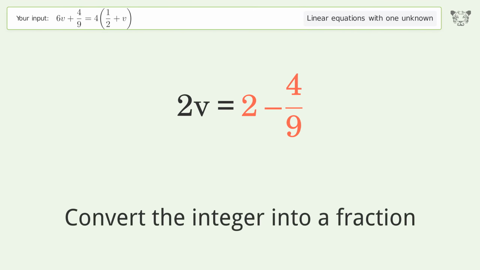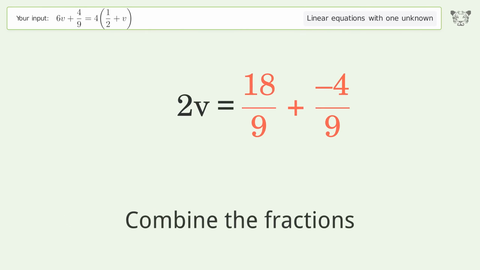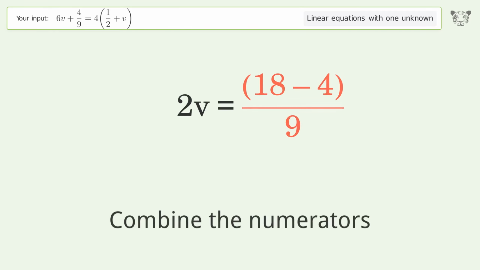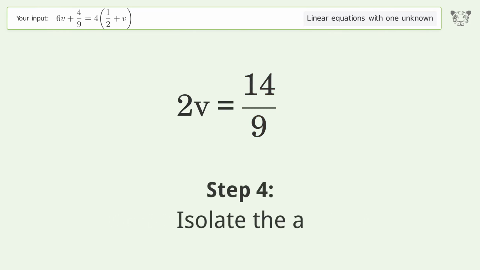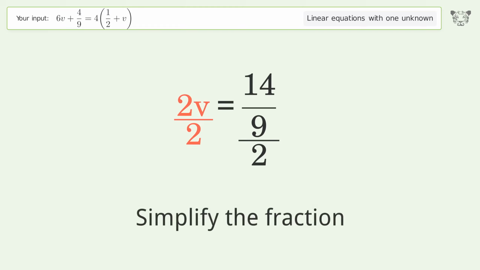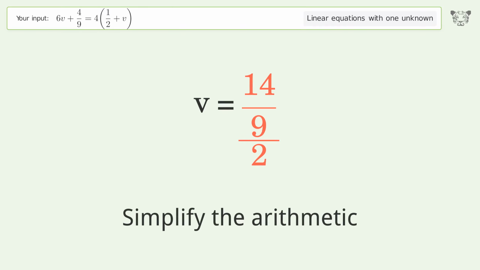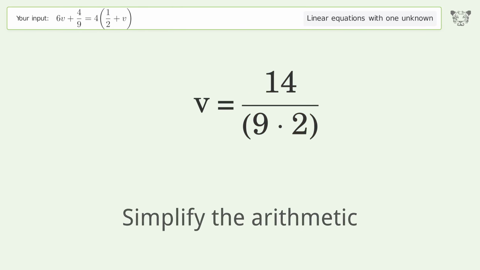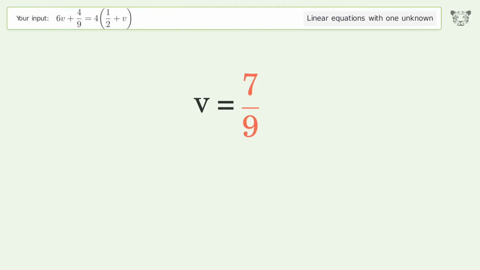Convert the integer into a fraction. Combine the fractions. Combine the numerators. Isolate the v. Divide both sides by 2. Simplify the fraction. Simplify the arithmetic. And so the final result is v equals 7/9.